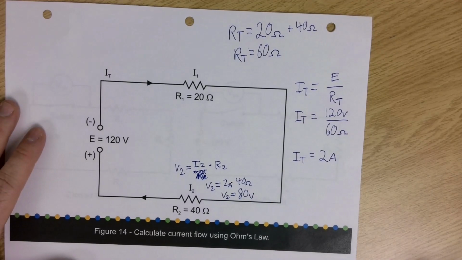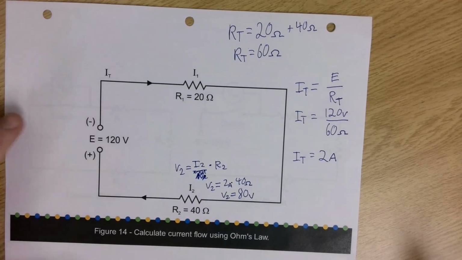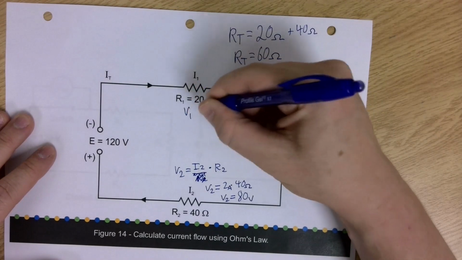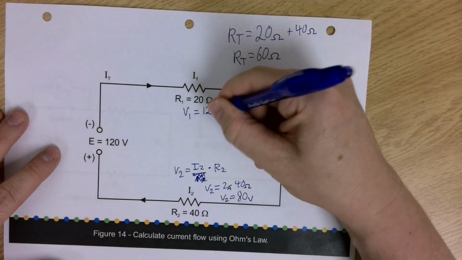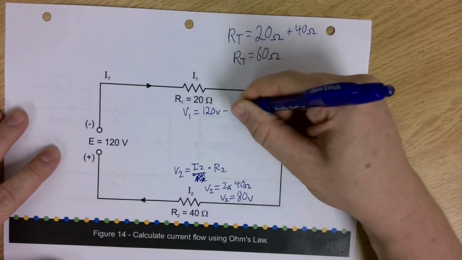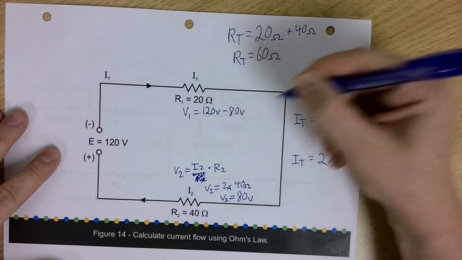So I already could make a pretty good guess that V1 is going to be 40 volts, because 120 minus 80 equals 40.